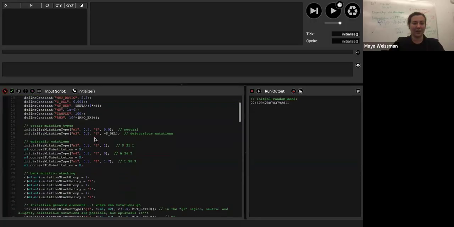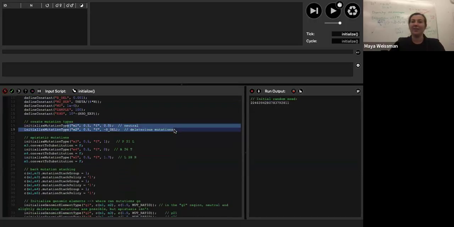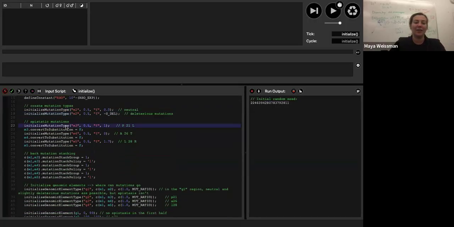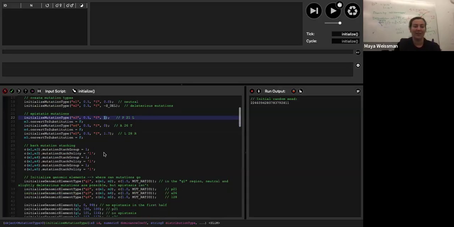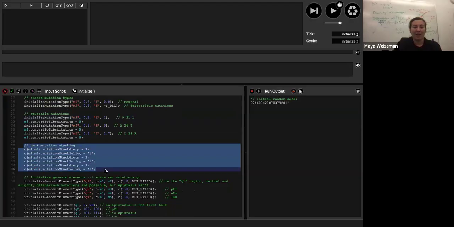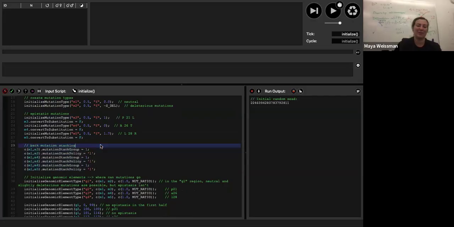And here I'm creating neutral and deleterious mutations for the background. I made P21L M3, A26T M4, and L28R M5, and I gave them their selection coefficients when alone. So that was the change in fitness from the wild type relative to the single mutant. Then I did all of the back mutation stacking, although that part's really not super necessary for the purposes of this.